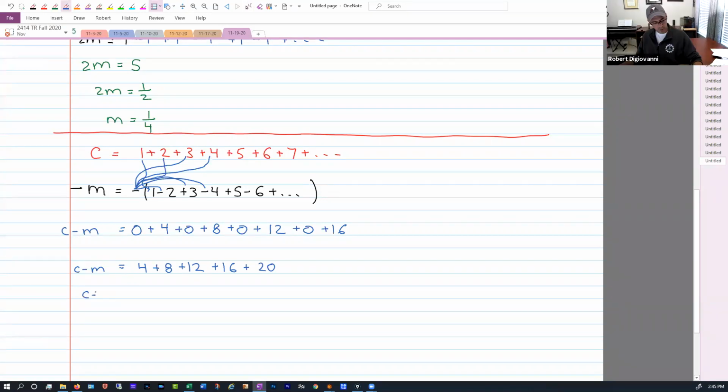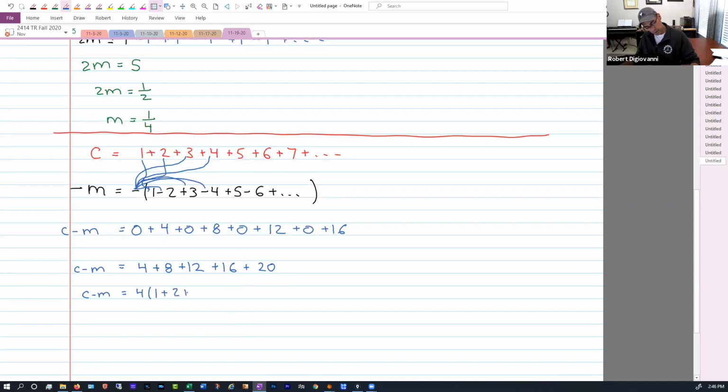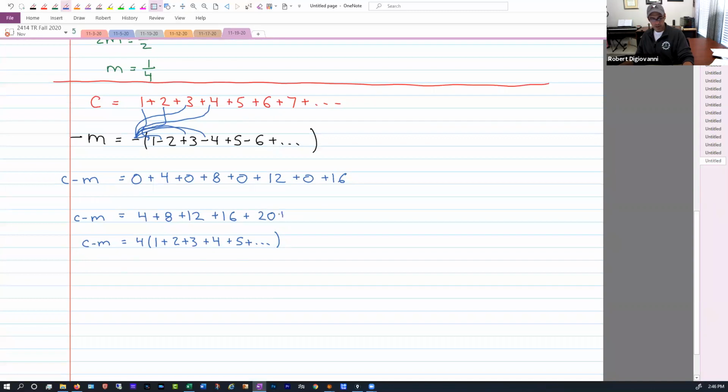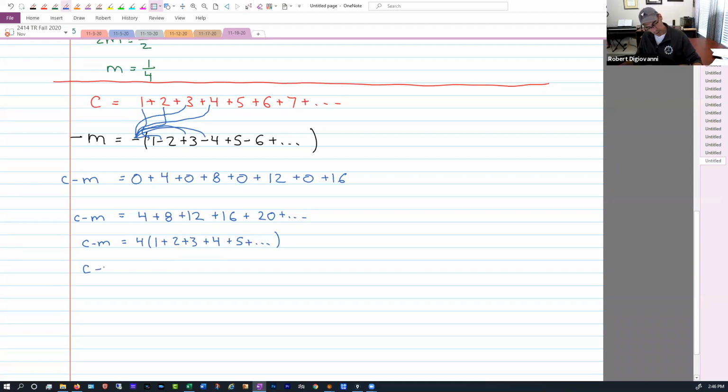Now, do you agree that I could factor a 4 out of all of these? And if I factor out 4, I'm going to get 1 plus 2 plus 3 plus 4, plus 5, plus forever, dot dot dot. Do you recognize this? This is the same thing as C. That's C, right? So what we have is C minus M equals 4C.